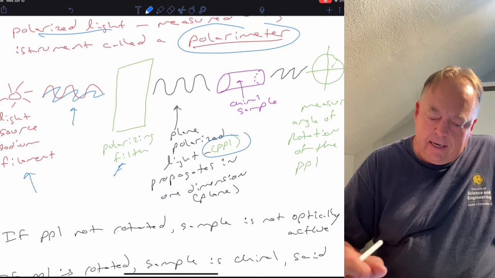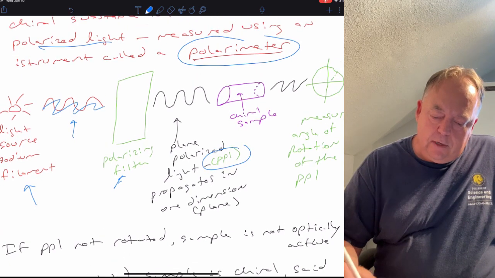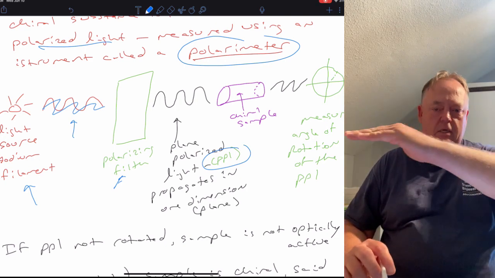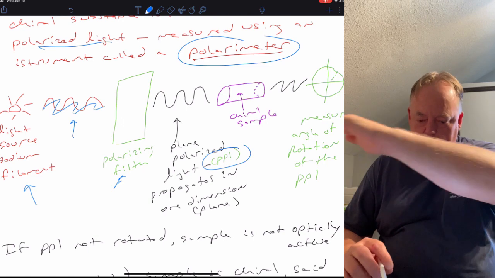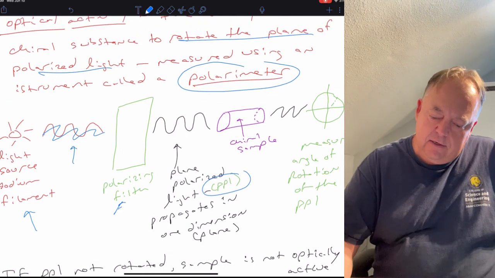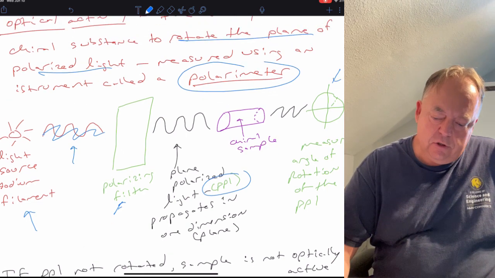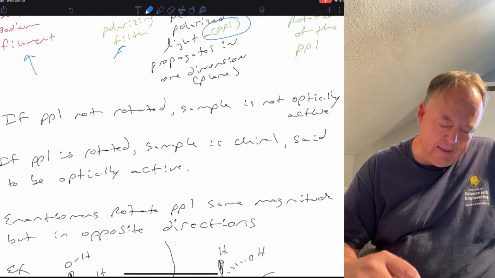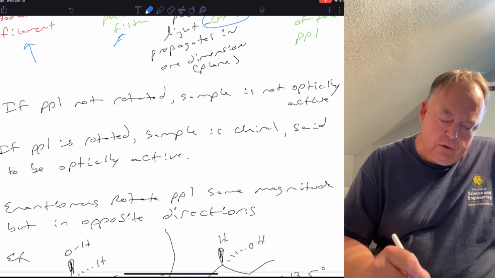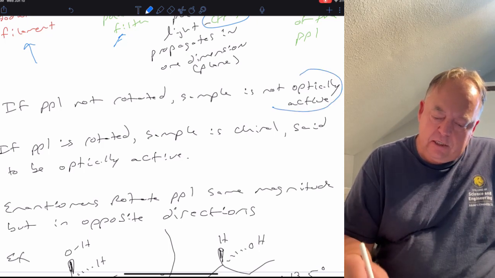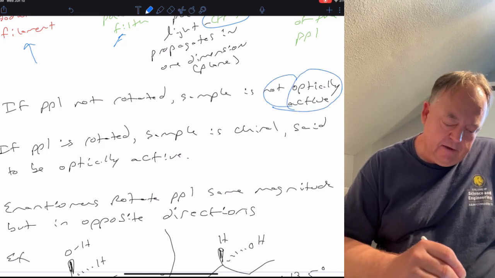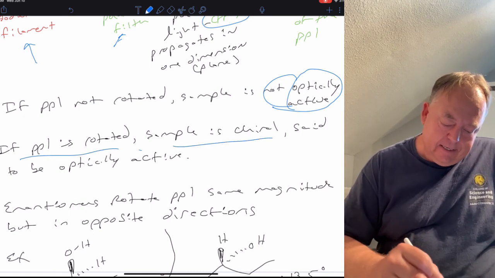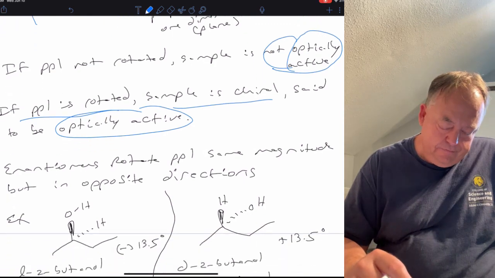So if you pass that light through a chiral substance, it goes into the chiral substance, and then the chiral substance rotates the plane of the polarized light. And then what you have at the end is basically just a scope that you can use to measure the degree of rotation of the plane polarized light. So if plane polarized light is not rotated, then the sample is said to be not optically active. If plane polarized light is rotated, then the sample is chiral, and it's said to be optically active.